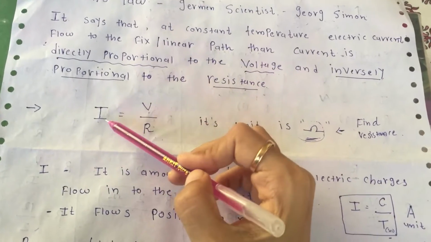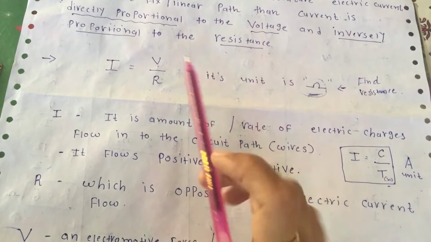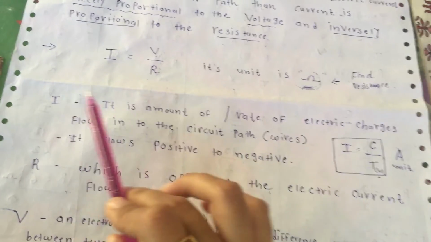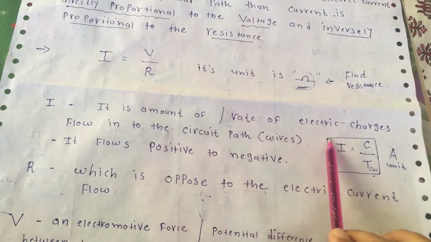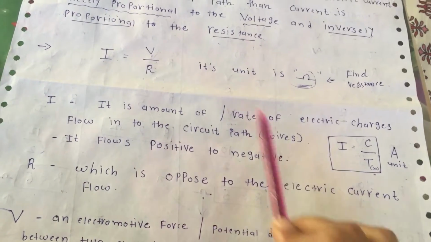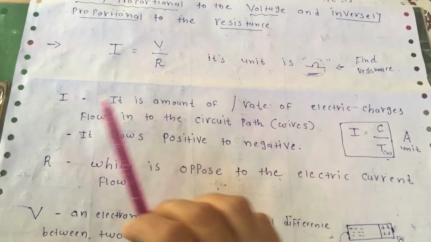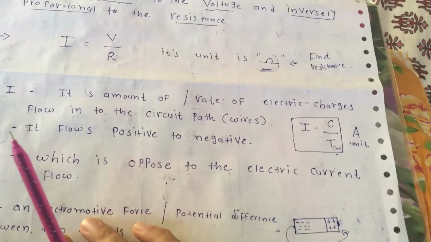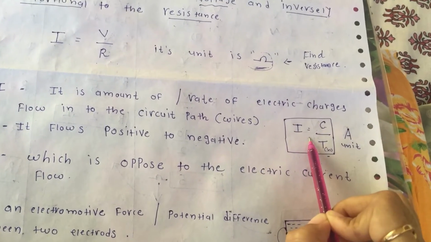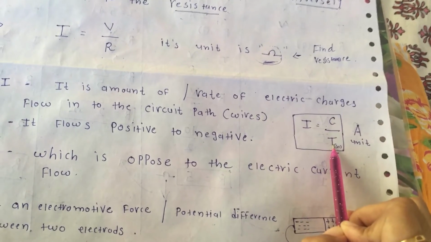So these are the terms I, V and R. Before we understand this equation, let's first understand what I, V and R are. I is current, the amount or rate of electric charge flowing into the circuit path or wire. It always flows from positive to negative. The equation is I is equal to C by T, where C means coulomb and T means time period.